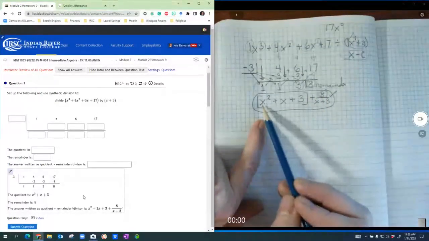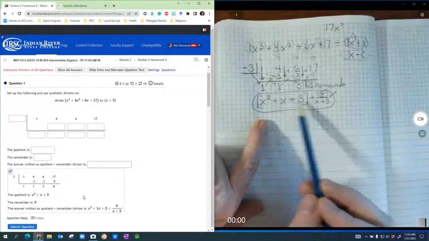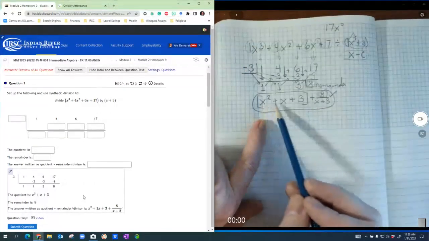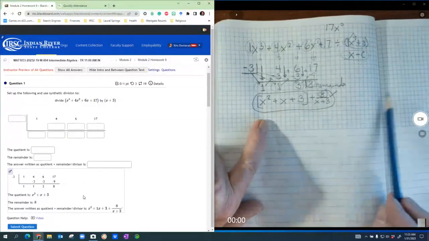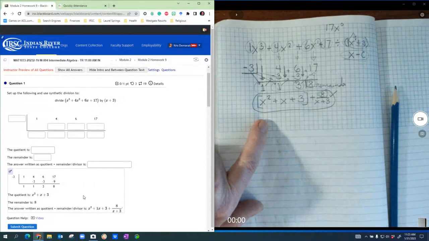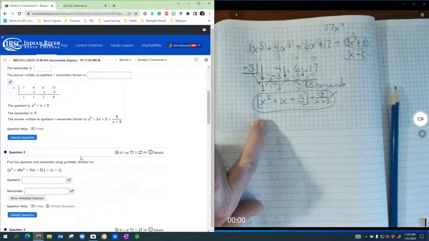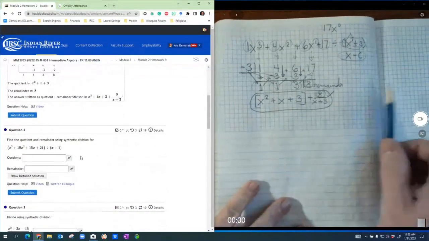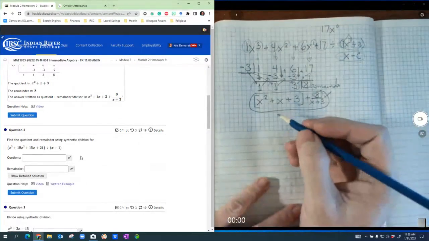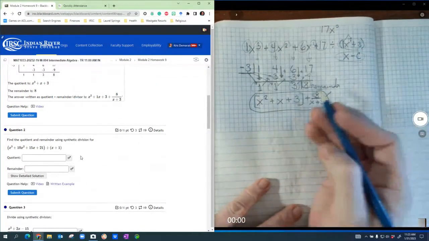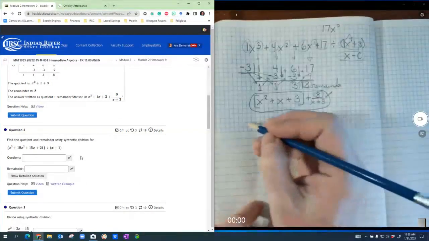When we get this last answer, we do not need to bracket. We just get the whole answer, and that is synthetic division. So I'm going to speed that up a little bit so you can get the flow pattern, and then we should be good after 10 questions with this.